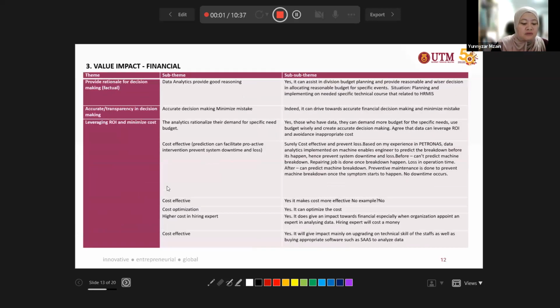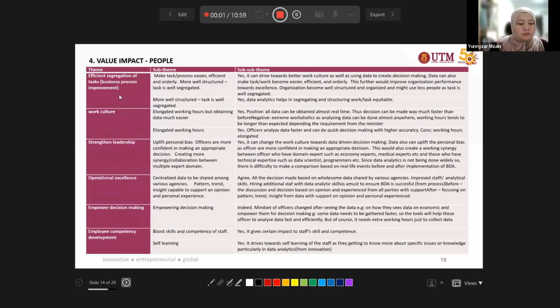Under the value impact of financial, one of the values that derive from the digital paradigm in the framework. So in the analysis, big data analytics can provide rationale in decision making, thus creating more accuracy and transparency, while at the same time it gives benefits on leveraging return on investment to minimize cost.